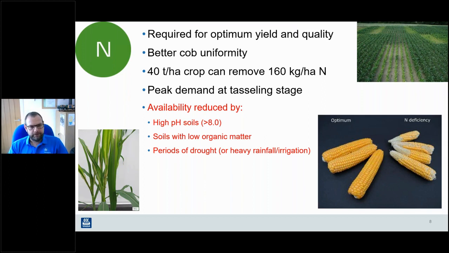And again, nitrogen availability is reduced from the soil, so low organic matter, high pH, and periods of drought. The crop cannot access it from the soil. Conversely, when we get periods of heavy rainfall or irrigation, we can actually leach it through the soil. So again, a number of things working against us with nitrogen.